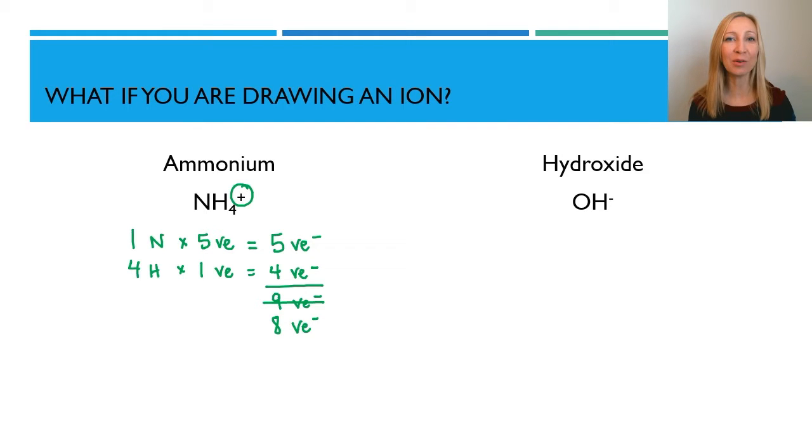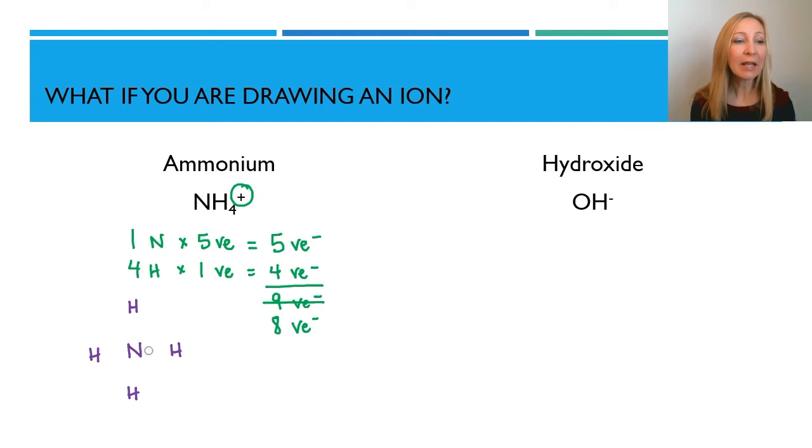So let's draw the skeleton structure. Remember, hydrogen likes to be on the outside, so we'll put nitrogen in the center and surround it with 4 hydrogens. The next thing I want to do is add my bond lines between the nitrogen and the hydrogens. We're just adding lines to represent shared pairs of electrons.